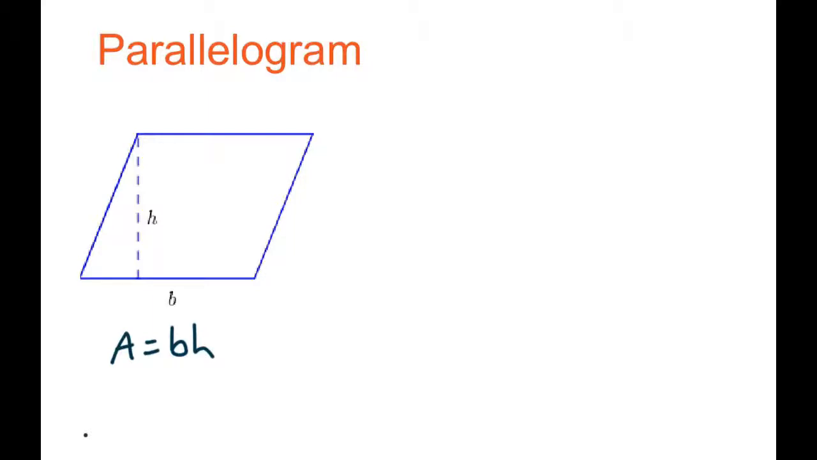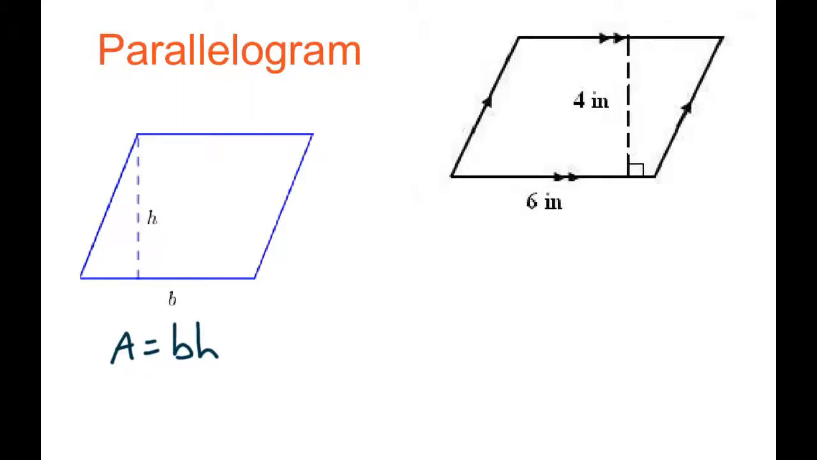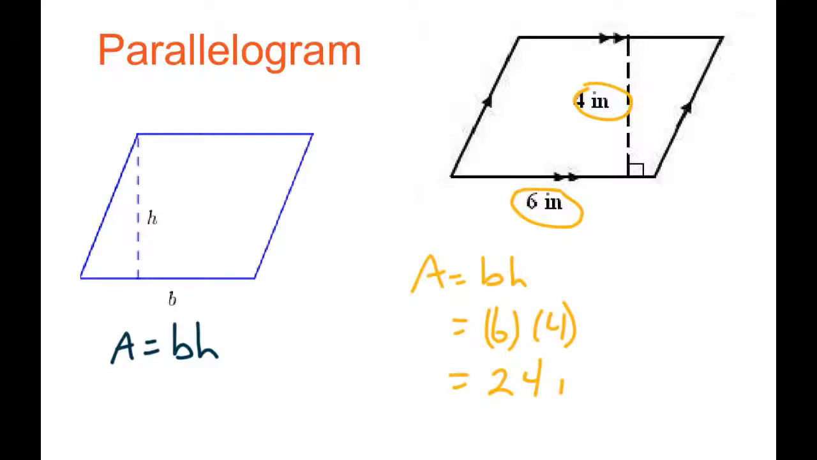Right, next is our parallelogram. This is area equals base times height. So here's a parallelogram. Okay, this would be our base down here. This would be our height here. So area equals base times height. 6 is the base, 4 is the height. 6 times 4 is 24, and then that's inches squared. 24 inches squared.